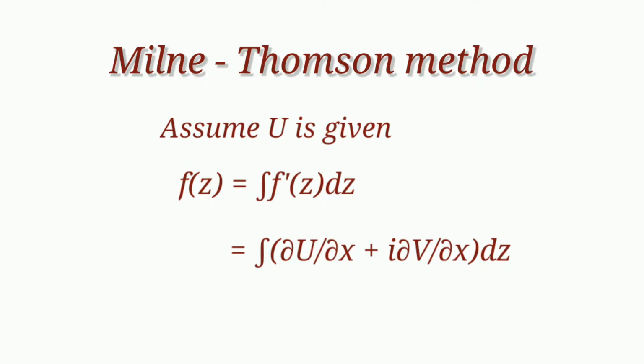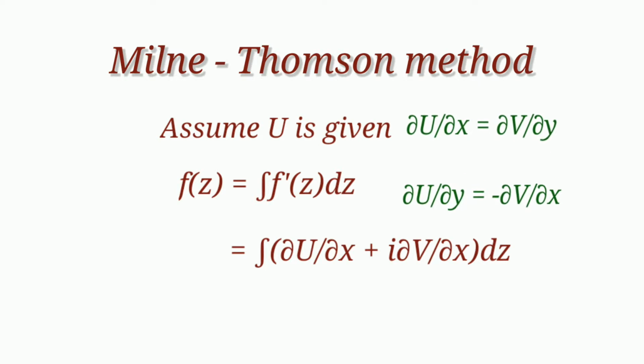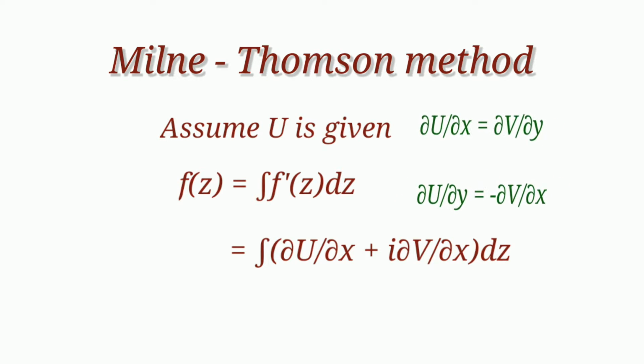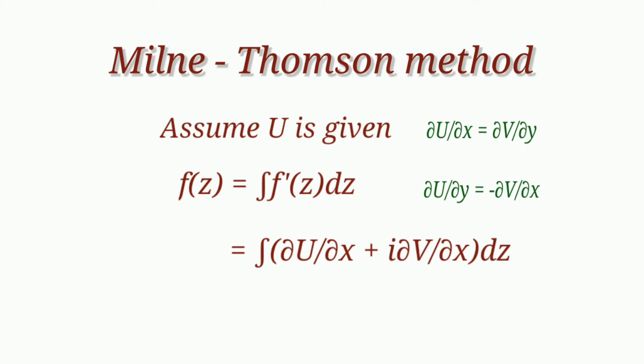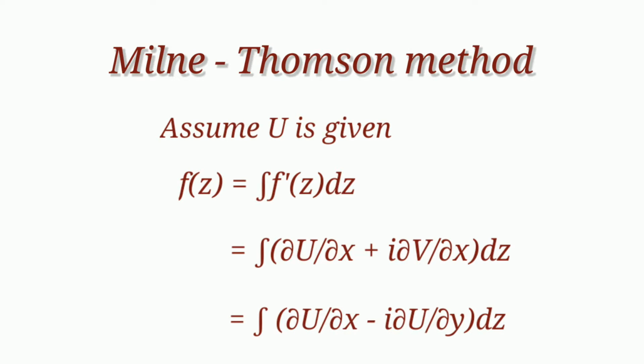Since f is analytic, we know f satisfies Cauchy-Riemann equations. Cauchy-Riemann equations are dou u by dou x equal to dou v by dou y, and dou u by dou y is minus dou v by dou x. So from the second equation, we have dou v by dou x is minus dou u by dou y. So this integral can be replaced by integral dou u by dou x minus i dou u by dou y into dz.